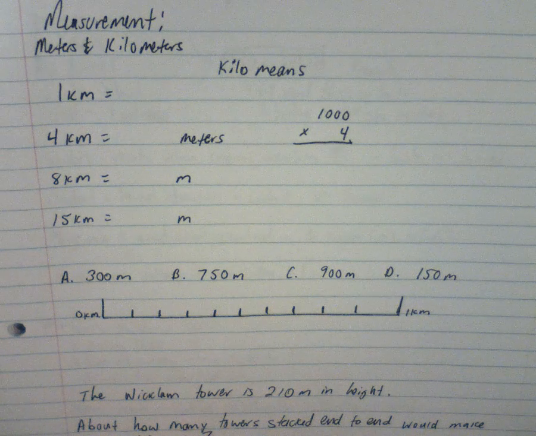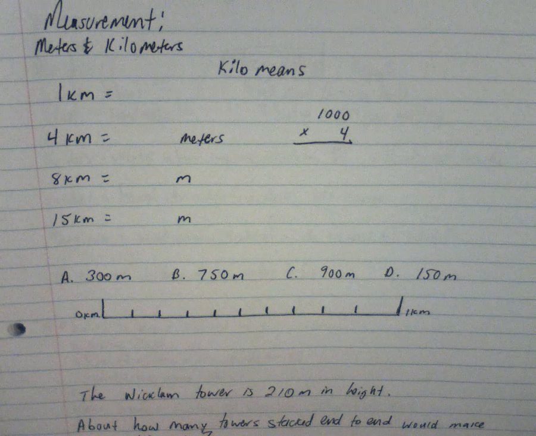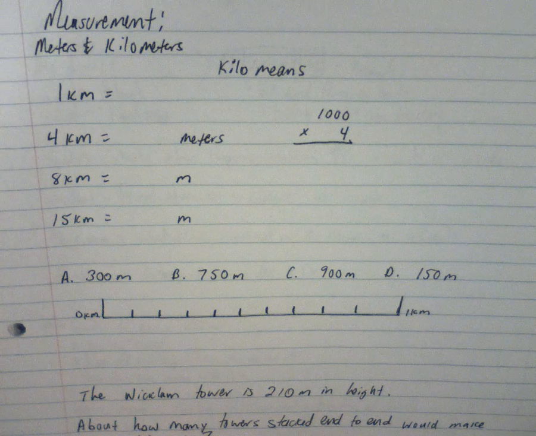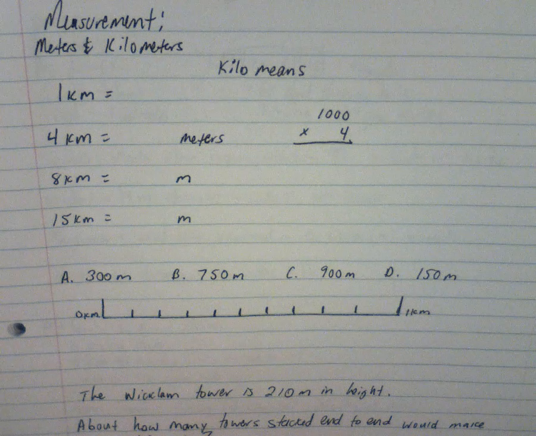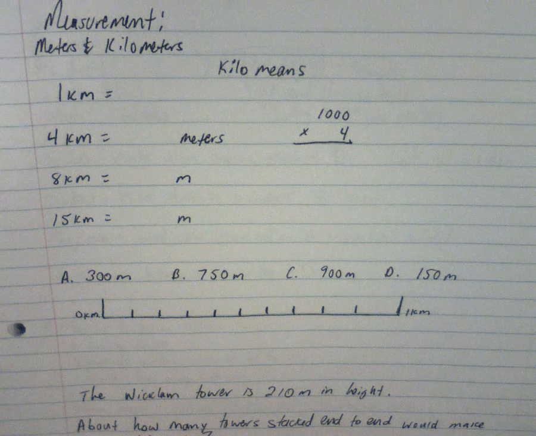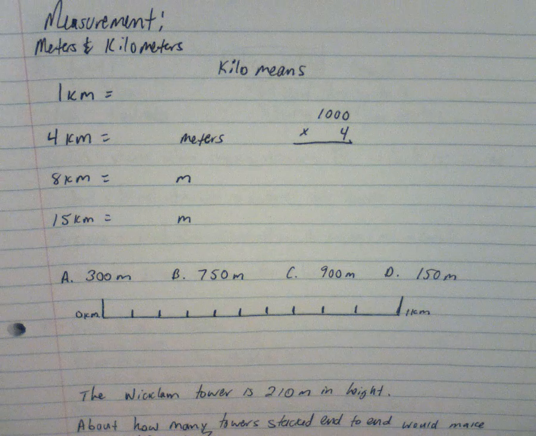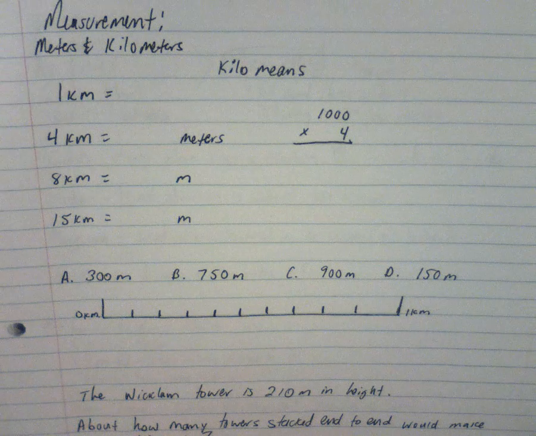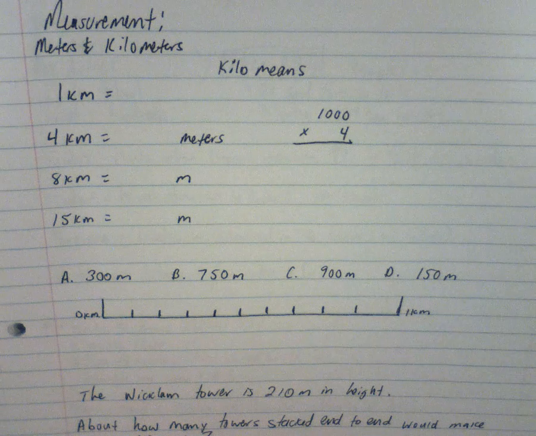For instance, when you run track, you do the 100 meter, 200 meter, 400 meter, 800 meter, and the 1500 meter. Cross country runners would know kilometers, right? If you run 3.2 kilometers, that's 3,200 meters. So kilometers measure even bigger distances.